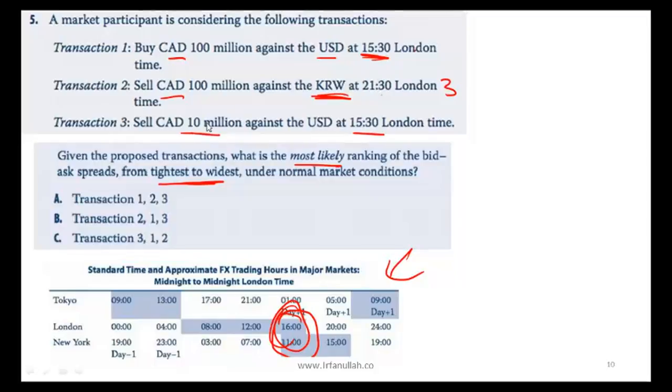Then what did I say? For a larger transaction, the spread will be a little bit wider. So that means that the tightest spread would be over here, the second tightest over here, and then you are here. So most likely ranking from the tightest, transaction 3 is the tightest, and then followed by transaction 1, then transaction 2. So that's the correct answer.